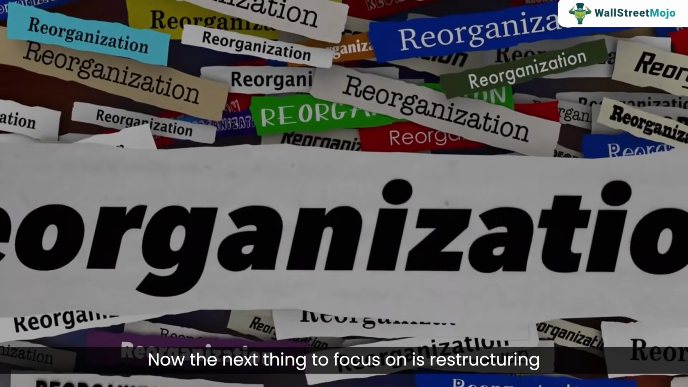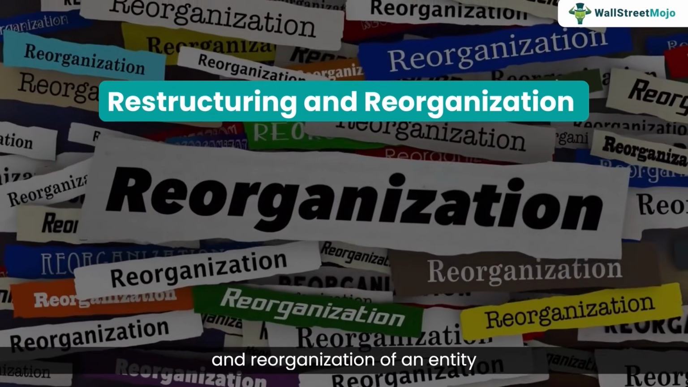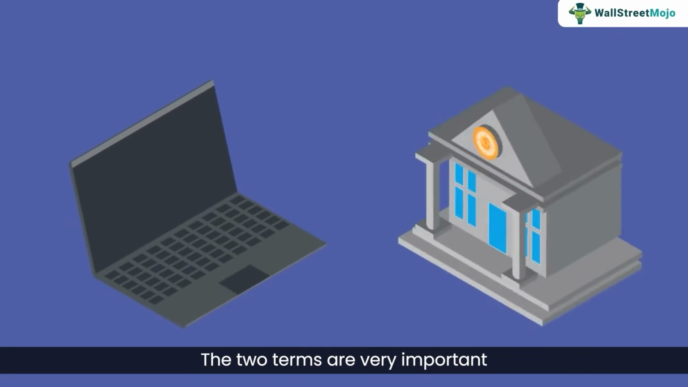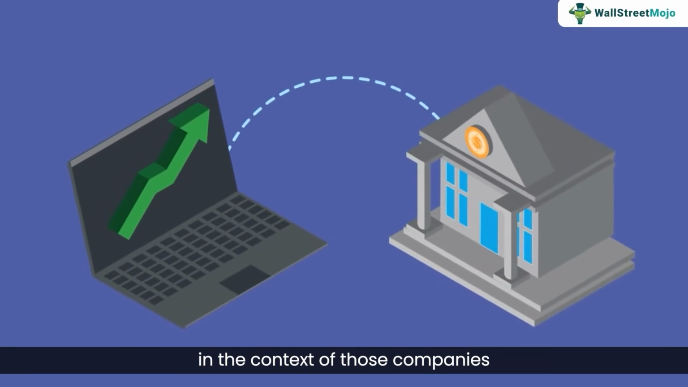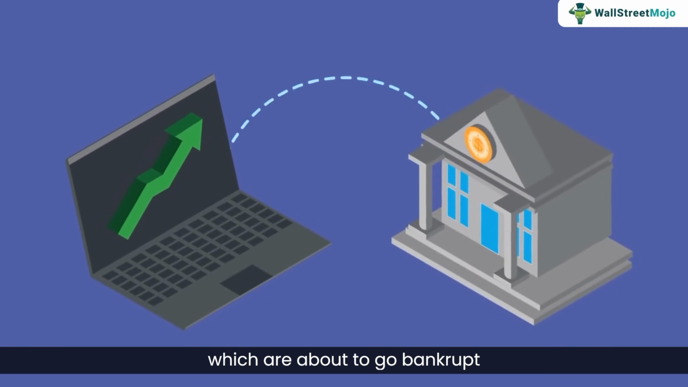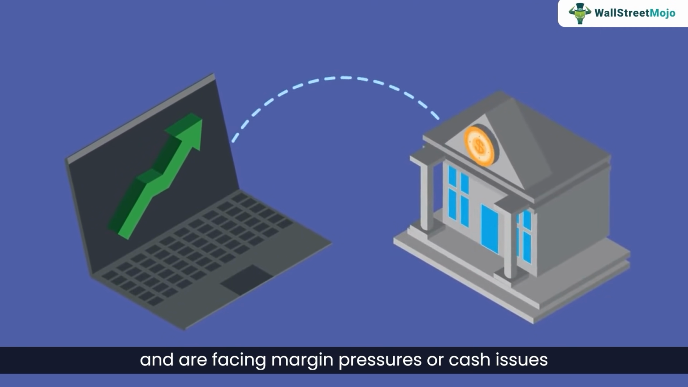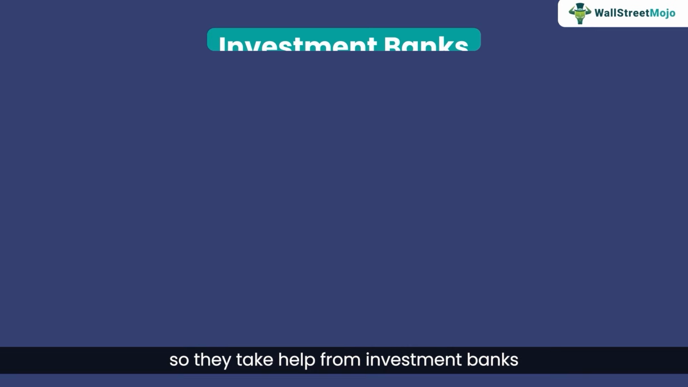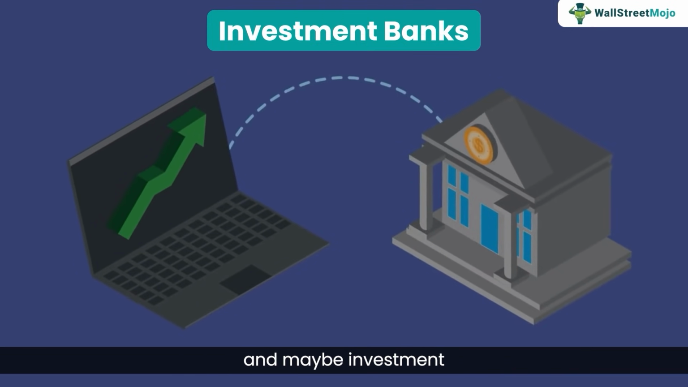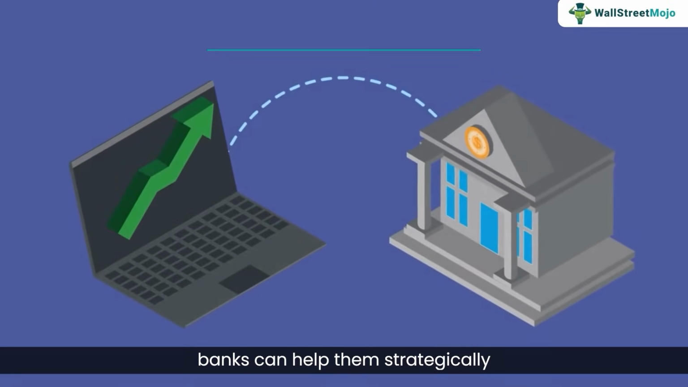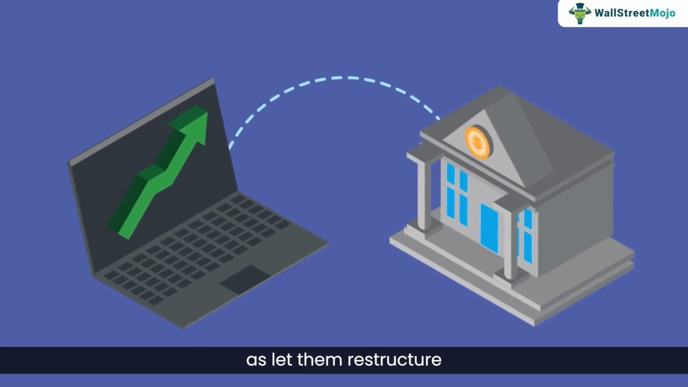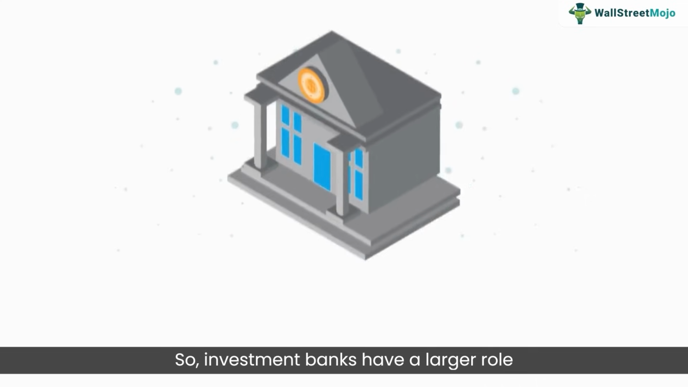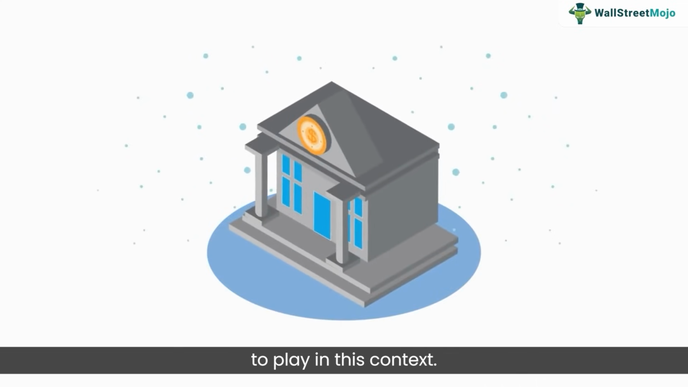Now, the next thing to focus on is restructuring and reorganization of an entity in the event of bankruptcy. The two terms are very important in the context of those companies which are about to go bankrupt and are facing margin pressures or maybe cash issues, and they may want to reorganize very quickly. So they can take help from investment banks, and maybe investment banks can help them strategically as well by restructuring the financial aspects of their equity and debt. So investment banks have a larger role to play in this context.